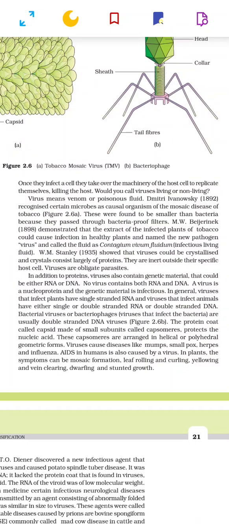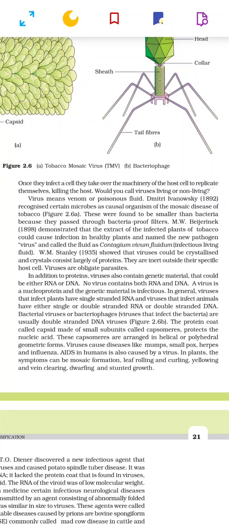Once they infect a cell, they take over the machinery of the host cell to replicate themselves, killing the host. Would you call viruses living or non-living? Virus means venom or poisonous fluid. Dmitry Ivanovsky, in 1892, recognized certain microbes as causal organisms of the mosaic disease of tobacco.